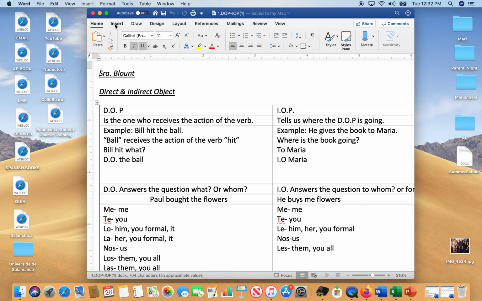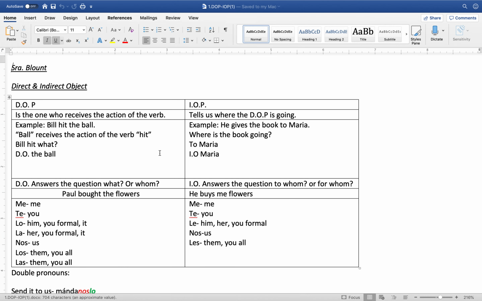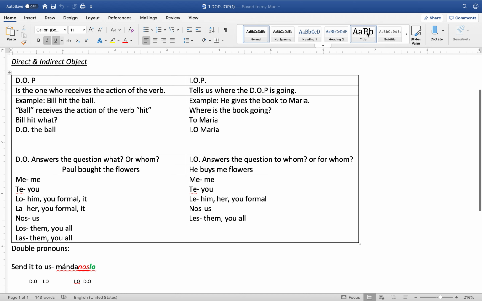Okay, so here is just a quick review about direct and indirect object pronouns. Like I said, direct object pronouns are all of these, but the most popular ones are lo, la, los, and las. And indirect object pronouns, the one you're going to use the most is le, nos, and les. This one right here replaces the object most of the time. This one right here tells you where the object is going to and refers to people most of the time.